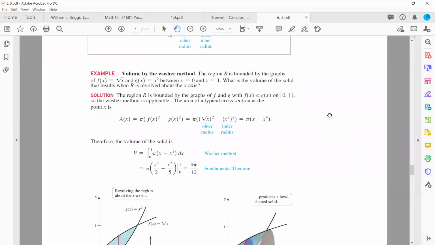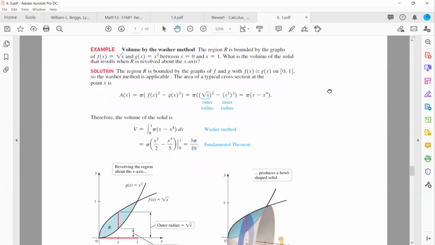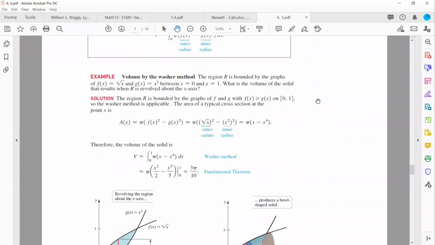So, as you can see, we have two functions here, square root of x and x squared. x starts at 0 and stops at 1. So this is your region, and you are revolving that region about the x-axis. So this is the washer method.